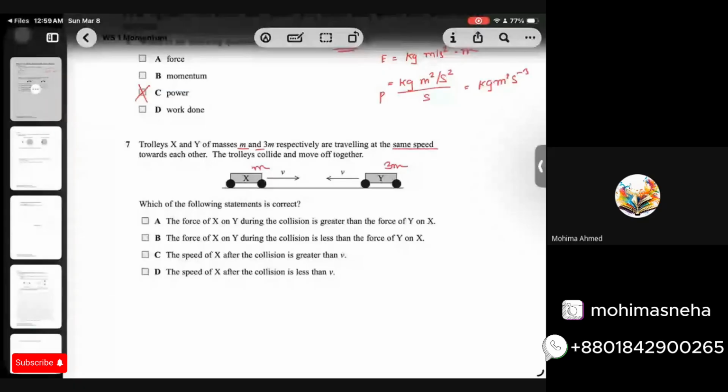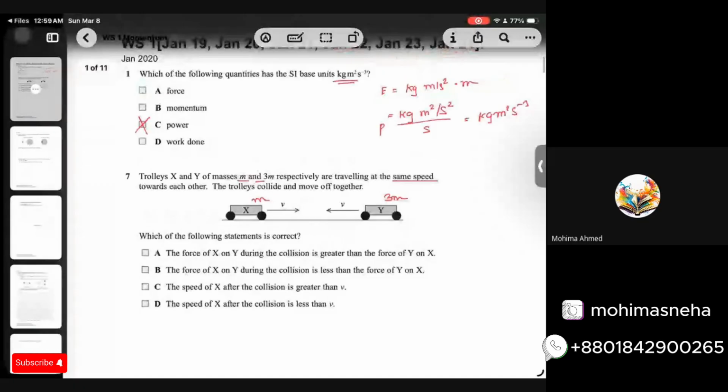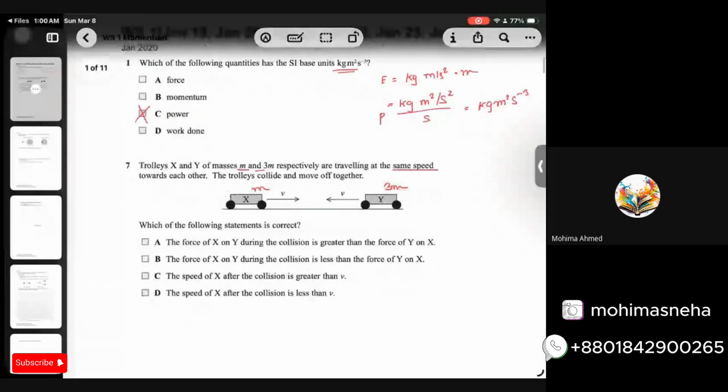Okay, to identify which one over here has the correct statement: they're saying that the force of x on y during the collision is greater than the force of y on x. Actually, I mean, in order to create the same momentum, right? Because they are moving in opposite directions, after the collision also the momentum has to be balanced. In order to create the same momentum, since y is already heavier and x is less heavy, the force of x on y in the collision is greater than the force of y on x.